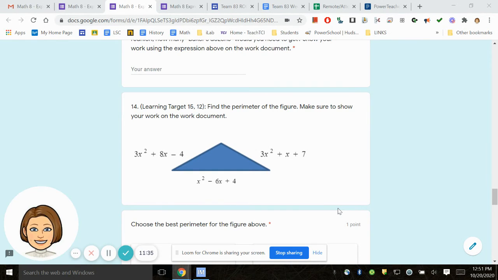Number 14, find the perimeter of the figure. Make sure to show your work on the work document. Remember, what is perimeter? Perimeter is adding up all the sides. So first things first, let's look at this side. This says 3x squared plus 8x minus 4. Over here I have 3x squared plus x plus 7. And on this last side, I have x squared minus 6x plus 4. So I have x squareds, I have x's, and I have numbers or constants. So make sure you put them together, adding like terms.